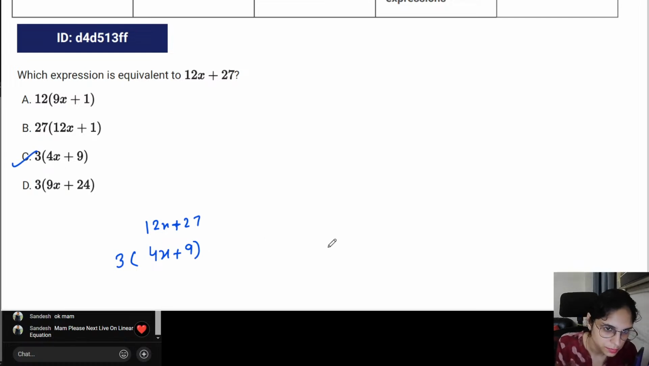This is my answer. Or if you're not comfortable, you can also write 12 is 3 times 4, 27 is 3 times 9. There's nothing common between 4 and 9, so no need to simplify them. 3 is a common factor.